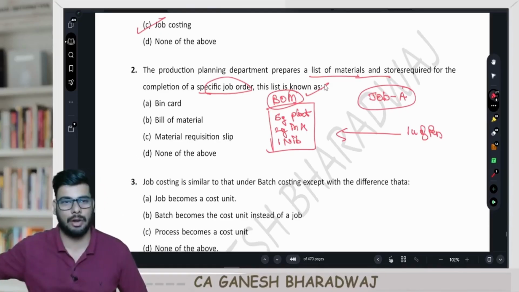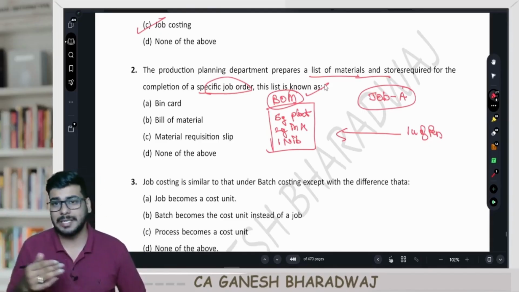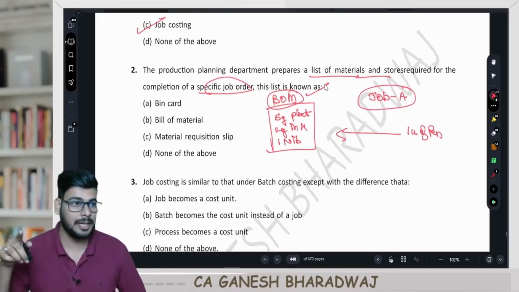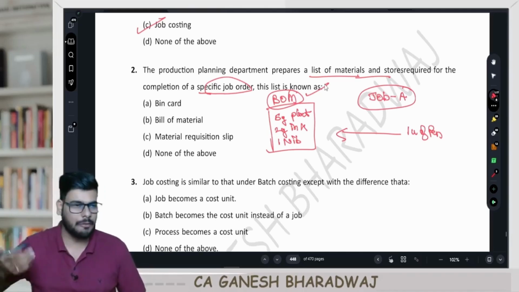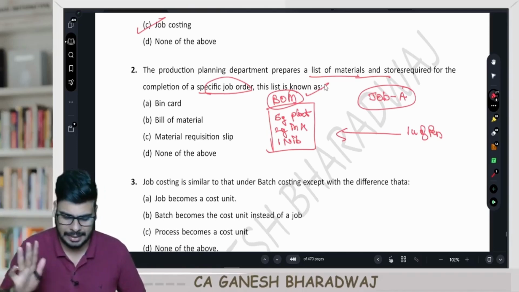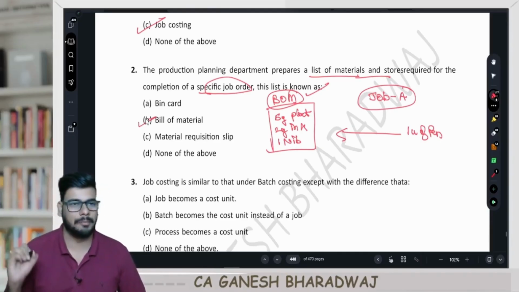For this, they need to follow one sequence. There are certain jargons that we'll be using, like materials requisition note. I've already told you, you remember, right? Materials requisition note, goods received note, bill of material, and all of that we will be seeing in the materials chapter. But since they have asked it here, we are just answering. So the answer is going to be BOM, bill of material.